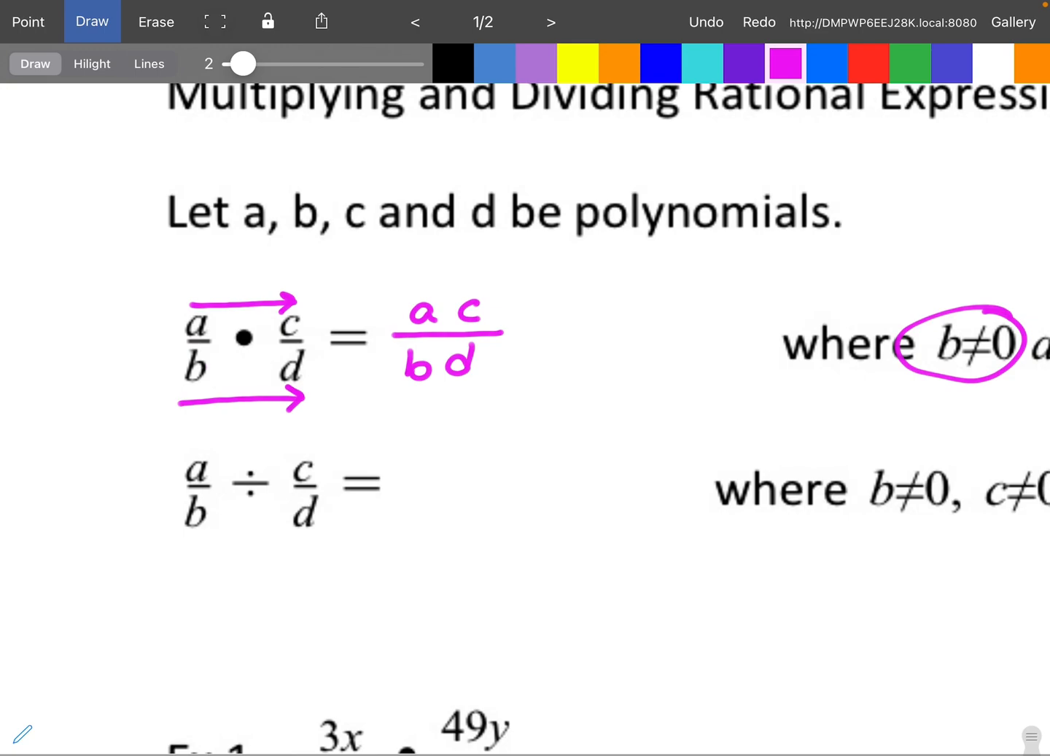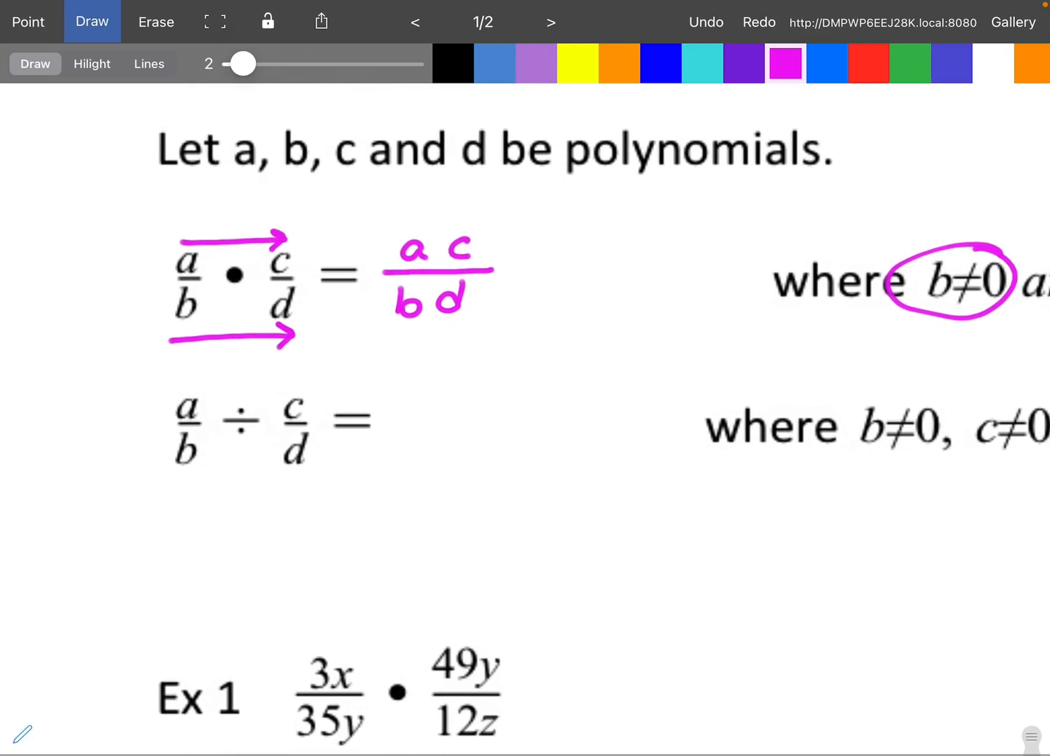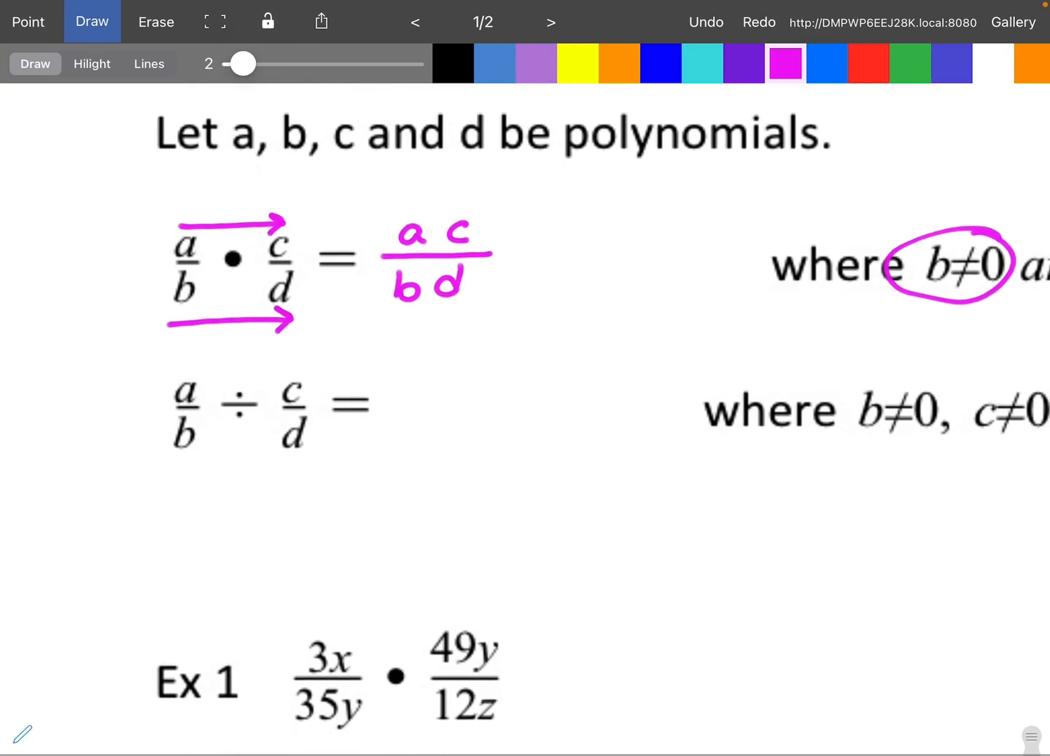Now, if we're talking about dividing fractions, we've got a little bit extra to do there. So when we divide fractions, well, first of all, when we learned how to deal with fractions, we never actually divided fractions. What we did is we multiplied by the reciprocal, or most of us learned the phrase keep, change, flip. So the keep means keep the first fraction.